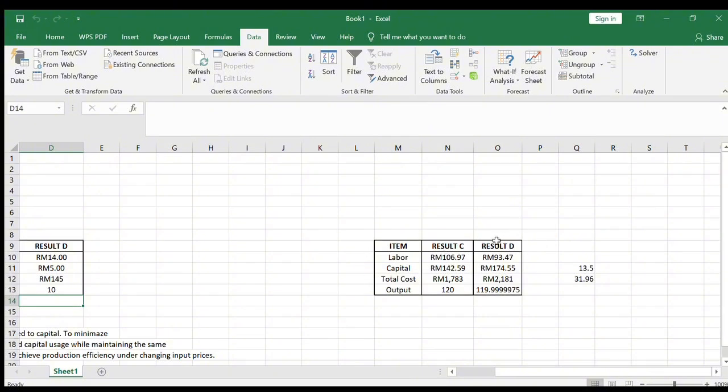The chair result C and D. For labor, result C decrease 13.5 units. Capital increase 31.96 units.